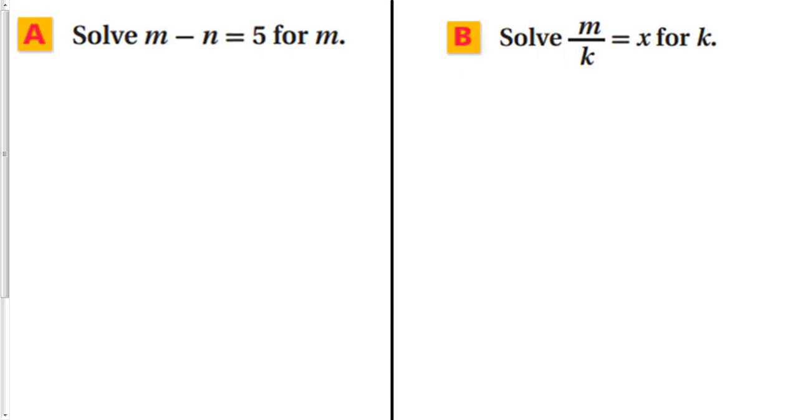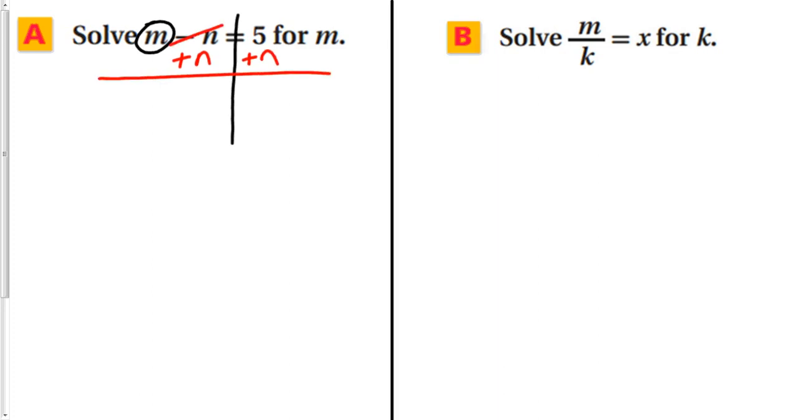Well, they'll just give you some random equation and tell you to solve for m. We're still going to use those inverse operations. So for instance, here: m minus n equals 5, and we're solving for m. We're going to use inverse operations to solve for m. Well, we're subtracting n from it, so I'm going to add n to both sides.